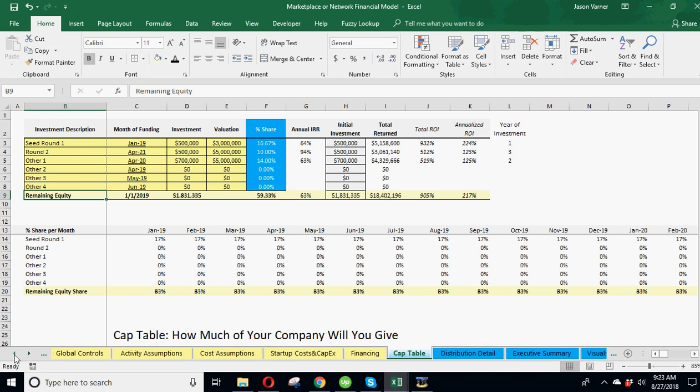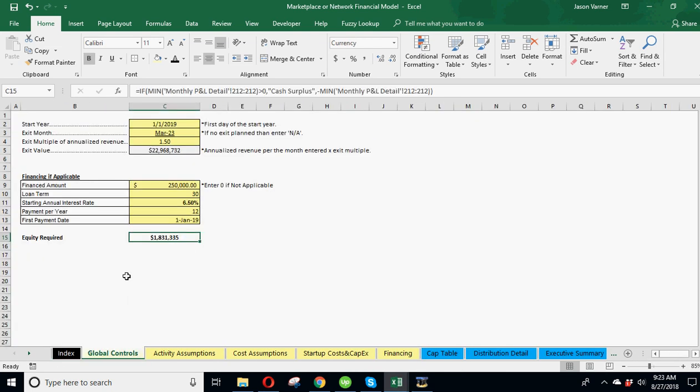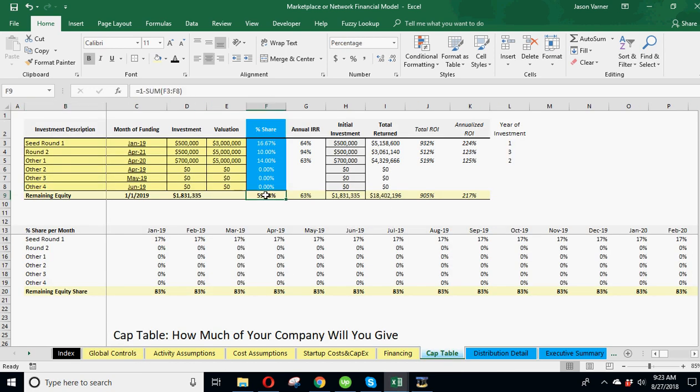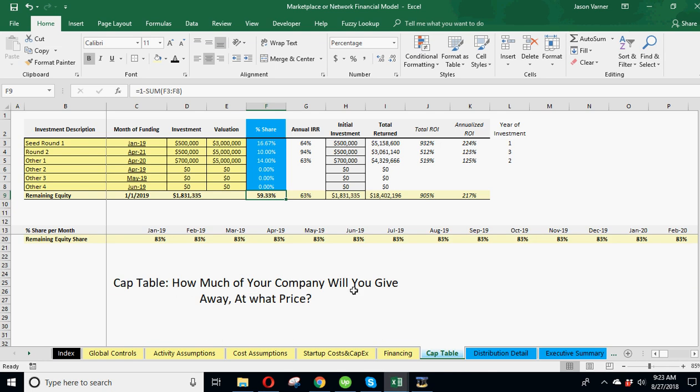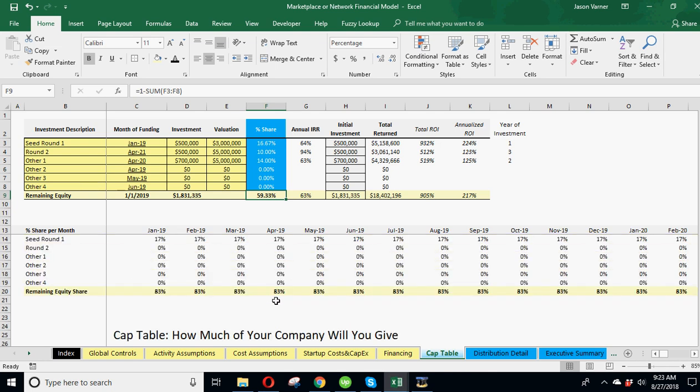And this would also tie directly to this equity amount that's being put out. The remaining equity that comes back is based on whatever this percentage is after you've sold different things. So I put, cap table, how much of your company will you give away at what price? So obviously, the higher the valuation, the less you have to give away and the more money you can raise. Let's say you valued this at only a million. Now you've actually given away 70%, you've only got 3% left, and it's not good.